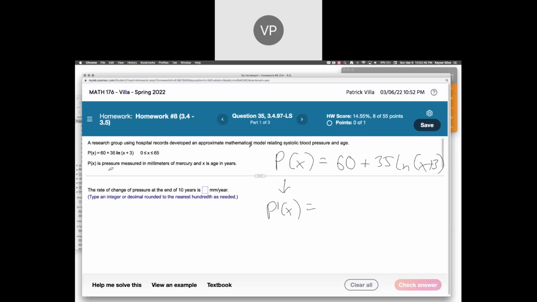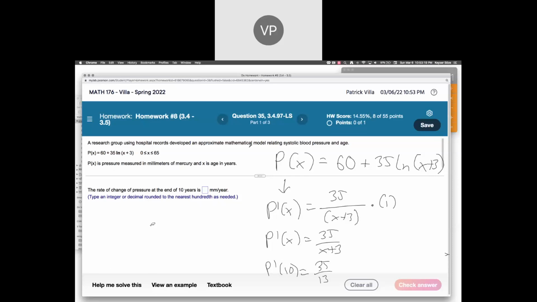Well, the derivative of 60 is nothing, so that's gone. The derivative of the natural log is 1 over that inside, just like that. And then remember, times the chain rule. Well, the derivative of x plus 3 is just a 1. So my derivative is a nice simple function. It's just 35 over x plus 3. All right, so the rate of change at the end of 10 years, so remember, we plug in the 10 right here. We get 35 over 13, and that is your pressure.